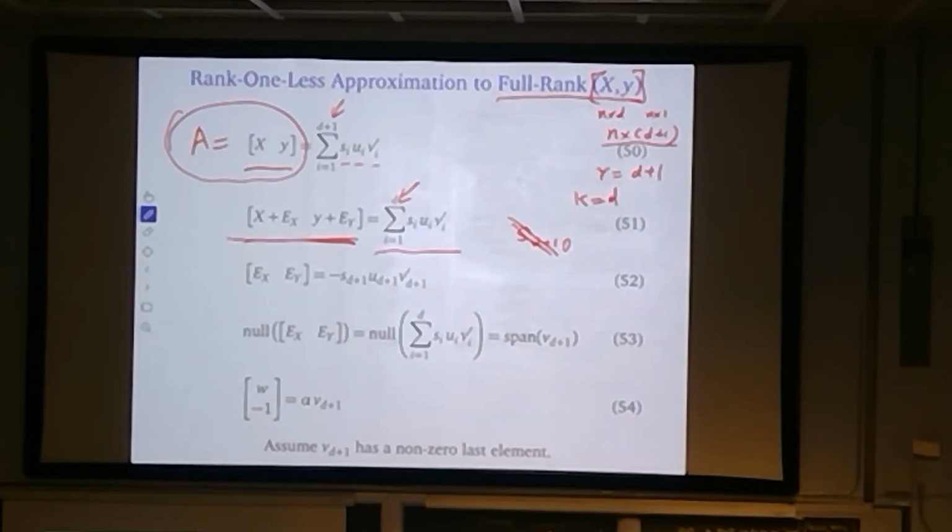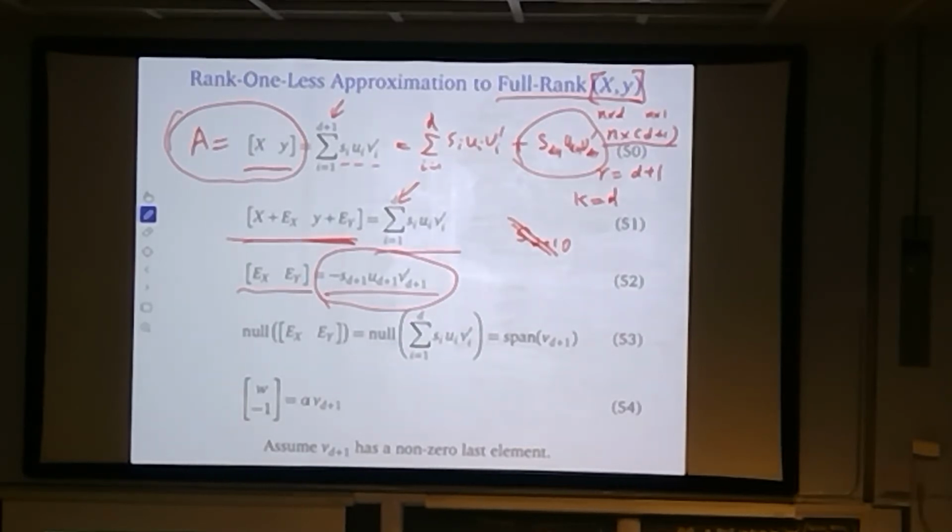compare equation 50 and 51, the adjustment I need to make is the term that I get rid of, because this is essentially the sum from i equals 1 to D of s_i u_i v_i transpose plus the last term, s_{D+1} u_{D+1} v_{D+1} transpose. So the adjustment I have to make is this. I need to get rid of this one.